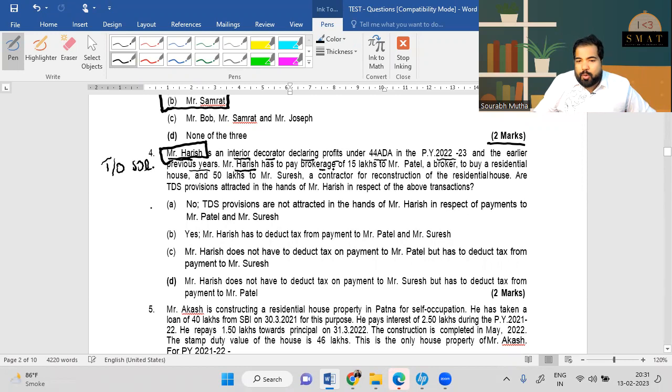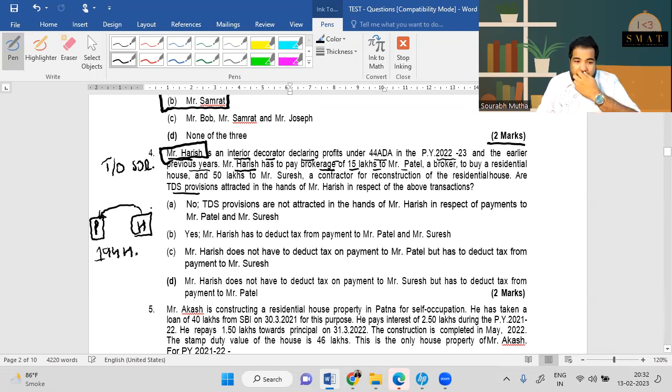No, actually don't think like that, but he's a small individual. Mr. Harish has to pay a brokerage of 15 lakh to Mr. Patel. TDS provisions are being asked about. So who's the payer? Harish is the payer. He is paying to Mr. Patel. Brokerage basically means section 194H, but this section does not apply to a small individual or small HUF. So this one will not apply.